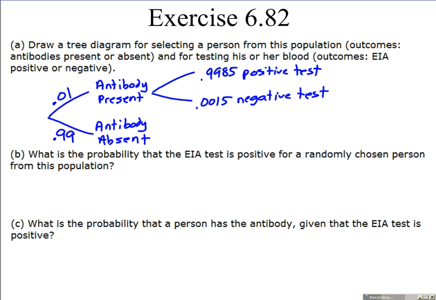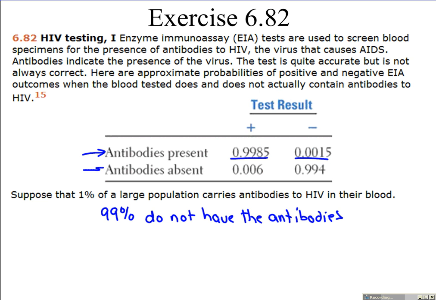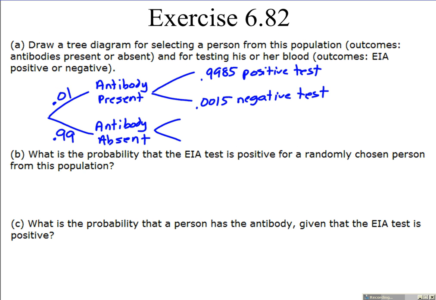If the antibody is absent, now we're looking at this row. There's a 0.006 chance of a positive test. And a 0.994 chance of a negative test.